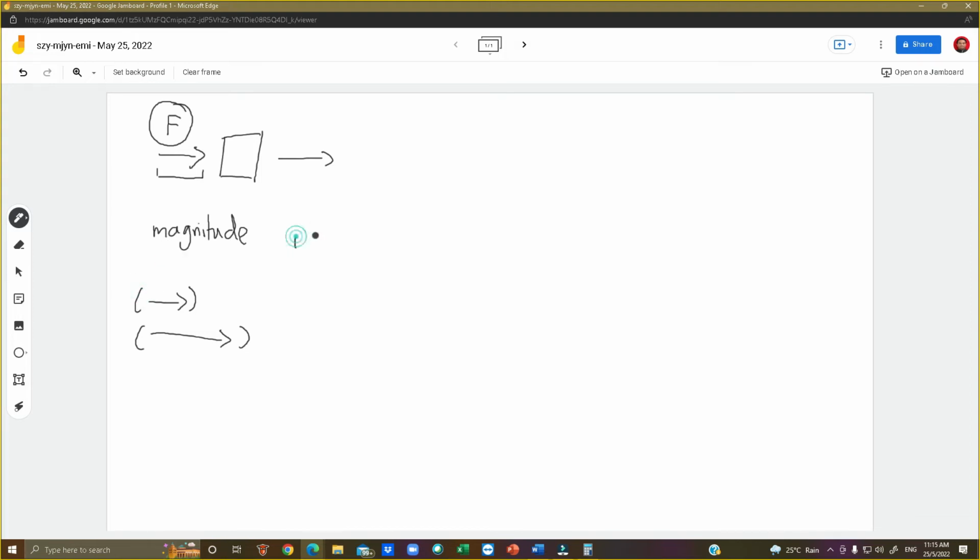Number 2, dia ada direction. Okay, when you see direction in physics, it talks about this thing, Cartesian coordinate. Move to the right, positive. Move to the left, negative. Move upwards, positive. Move downwards, negative. That is what the meaning of direction of application.